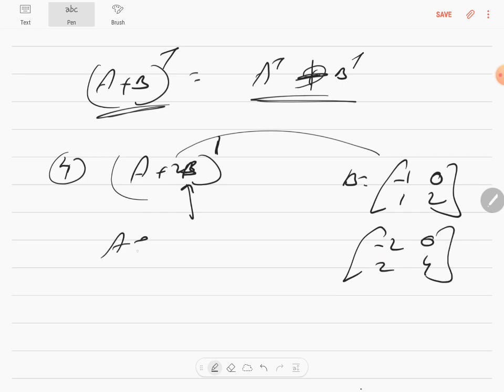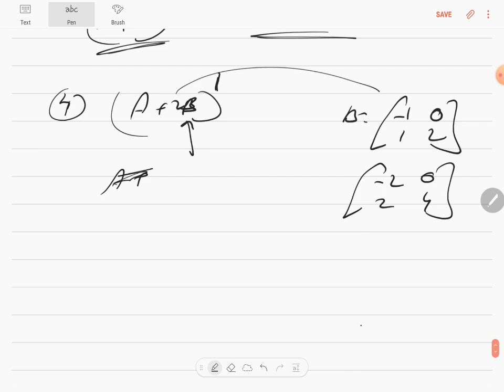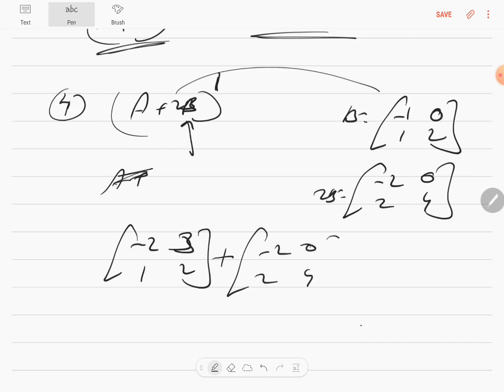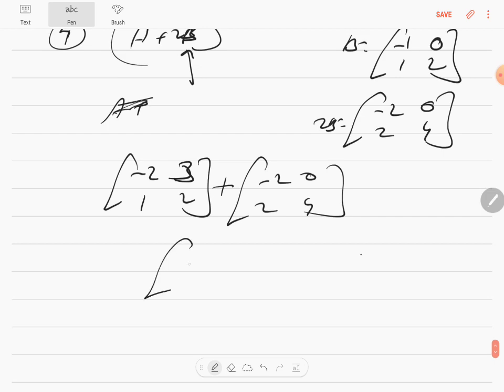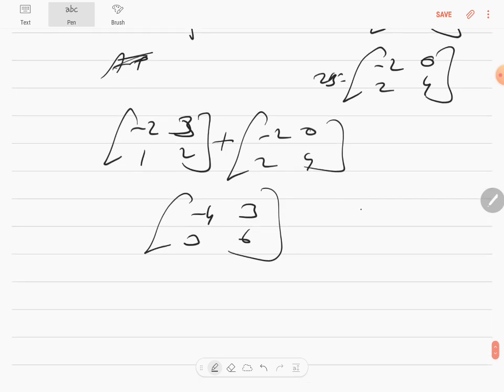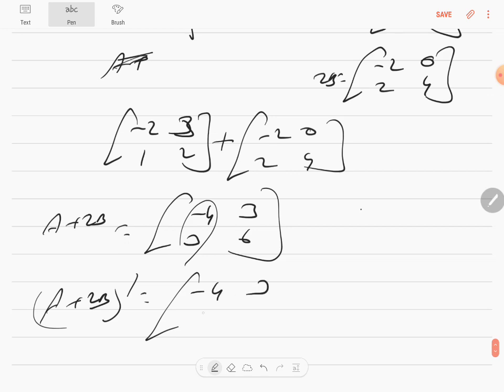And you have to add that with A. What is matrix A? It's given to be minus 2, 3, 1, 2. Adding A with 2B, which is minus 2, 0, 2, 4, the respective elements add up, so it becomes minus 4, 3, 3 and 6. That is A plus 2B. You have to do A plus 2B the whole dash, which means transpose it. The columns can be written as rows, and that should be your answer.